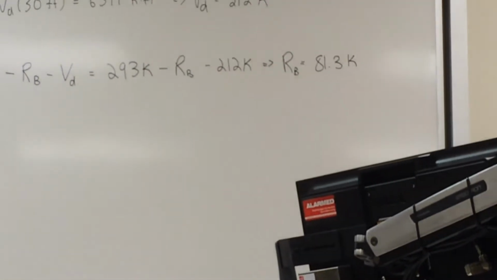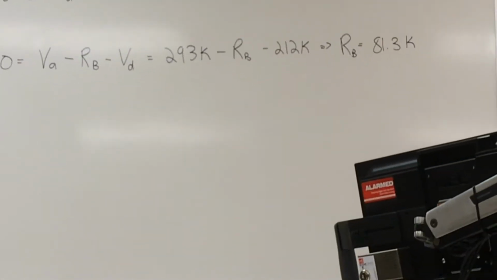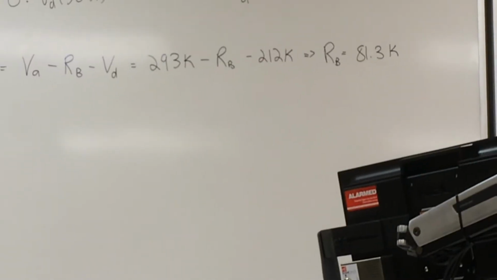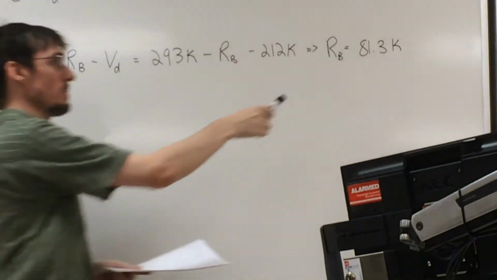So we find that out of balance lateral force is 81.3 kips. And what this means is the frame will now sway before it achieves equilibrium. And it'll sway to a certain point such that this 81.3 kips will disappear.